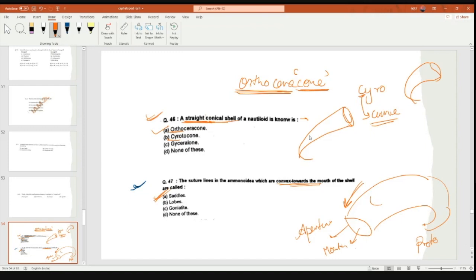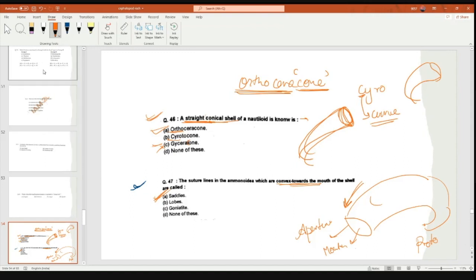And gyrocone basically what will it be? This spelling is wrong here. C. The spelling is wrong; this one we have already seen. So orthoceracone is the straight conical cell, and chirotoceracone is the quite curved, curved conical cell.